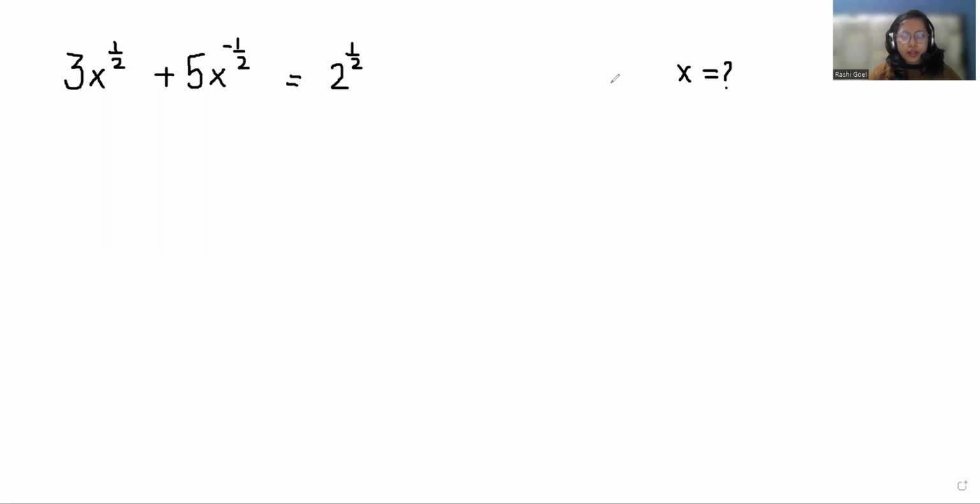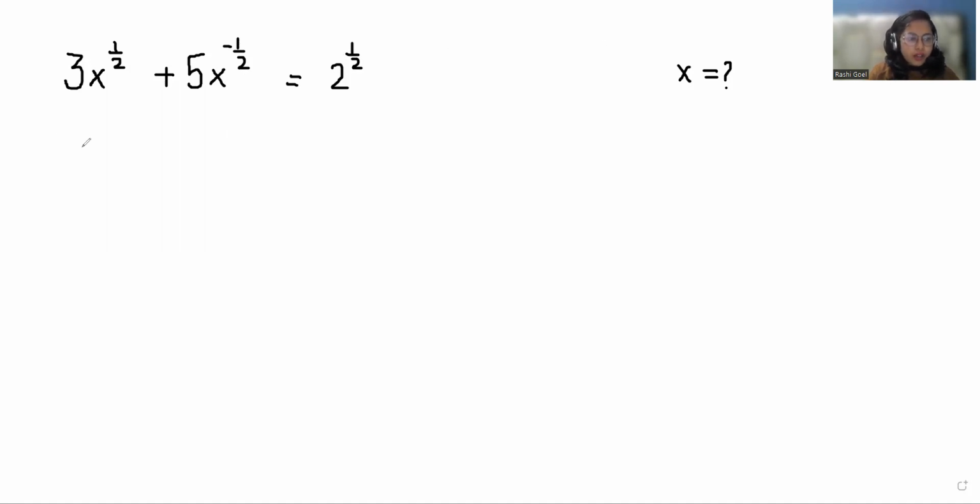My name is Rashi Goel and in this video we are going to solve 3 times x power 1 by 2 plus 5x power minus 1 by 2 is equal to 2 power 1 by 2, and we have to find the value of x. So let's start with today's video solution.